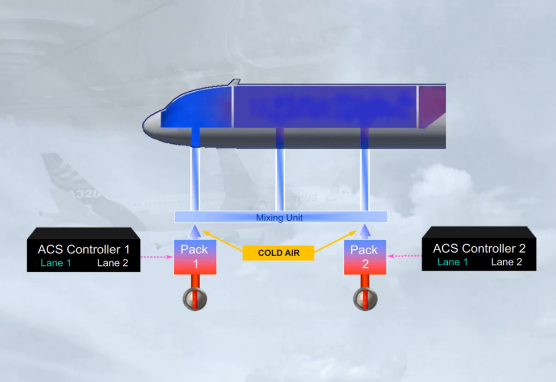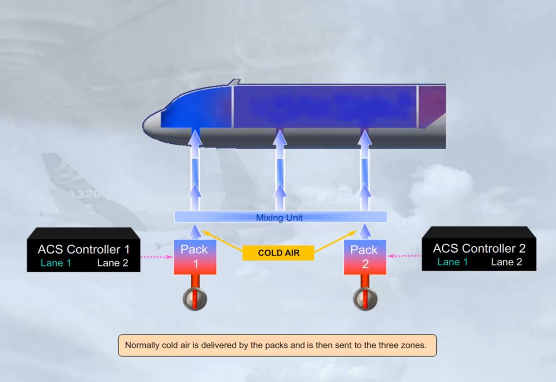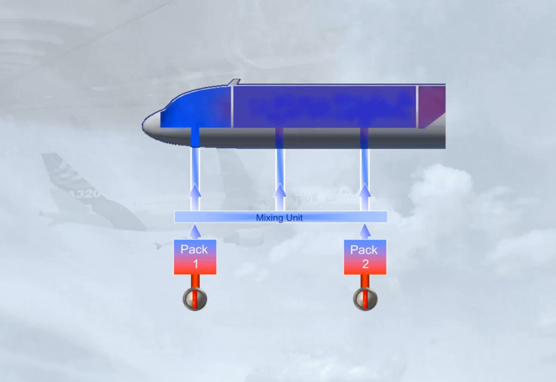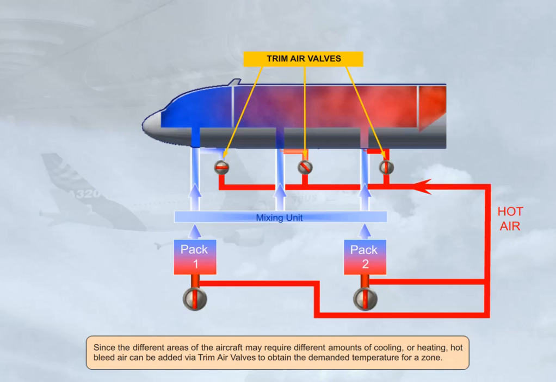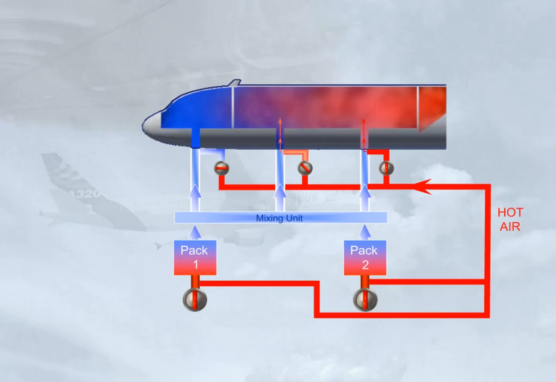Normally, cold air is delivered by the packs and is then sent to the 3 zones. Since the different areas of the aircraft may require different amounts of cooling or heating, hot bleed air can be added via trim air valves to obtain the demanded temperature for a zone. In the example shown, no hot air is being added to the cockpit zone. Some hot air is being added to the forward cabin zone, and a lot of hot air is being added to the aft cabin zone.